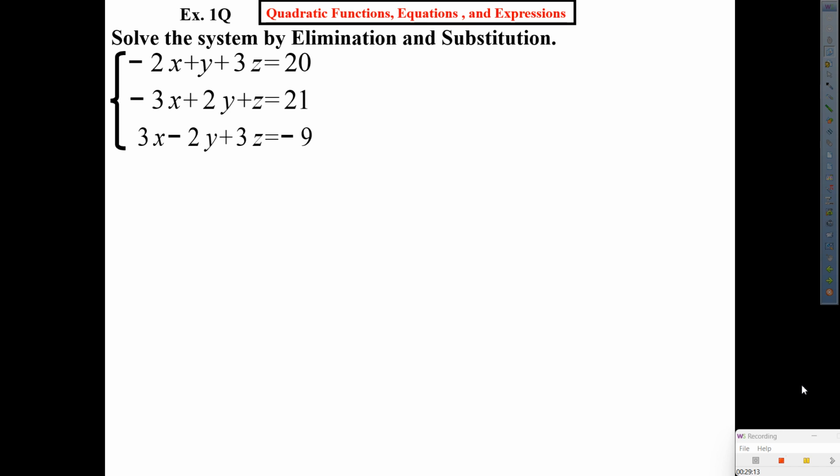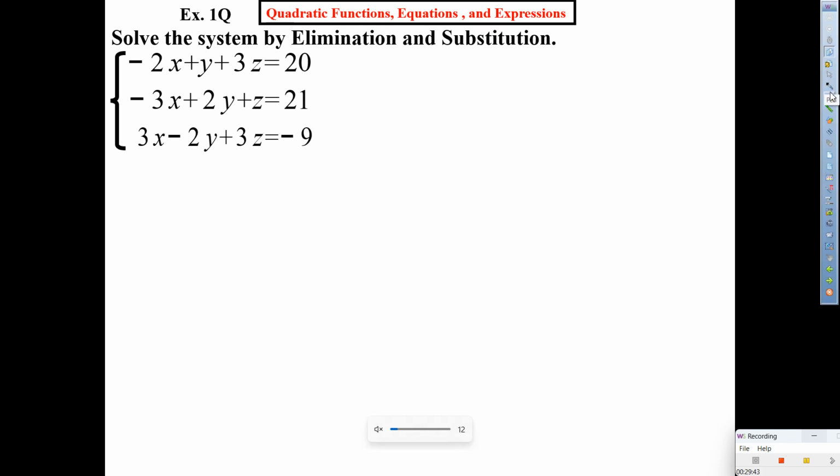All right, example 1Q. Same thing. Solve the system by elimination substitution. We got negative 2x plus y plus 3z equals 20. Negative 3x plus 2y plus z equals 21. And 3x minus 2y plus 3z equals negative 9. Copy that.